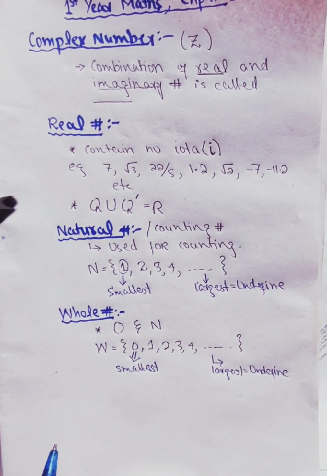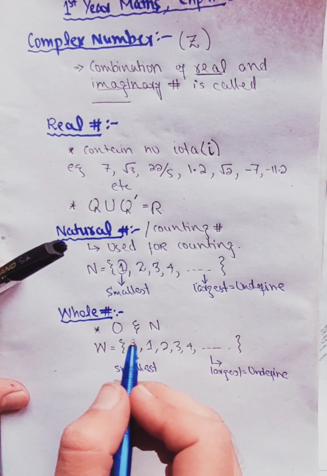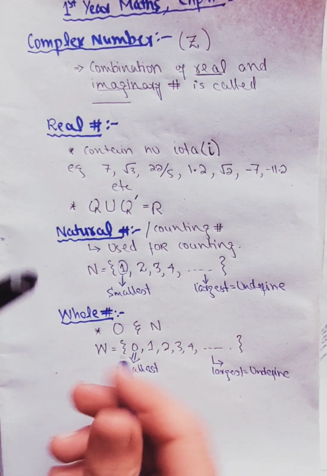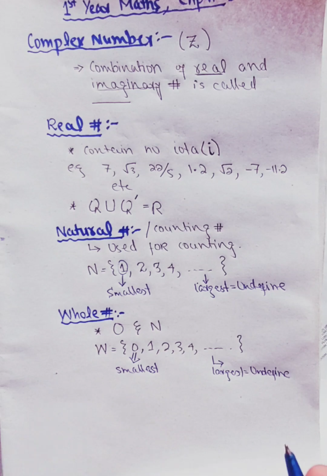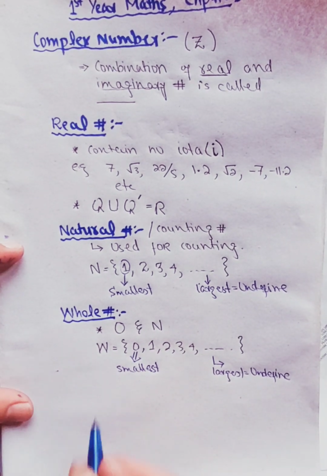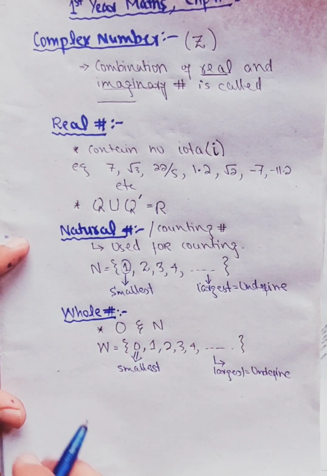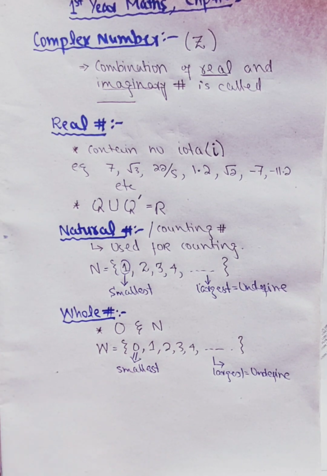This is undefined. अगर कोई ये बोले कि 1,35,366 करोड़ is the largest one, so that is obviously not. इससे भी बड़े नंबर होते हैं. So largest is undefined for whole number.